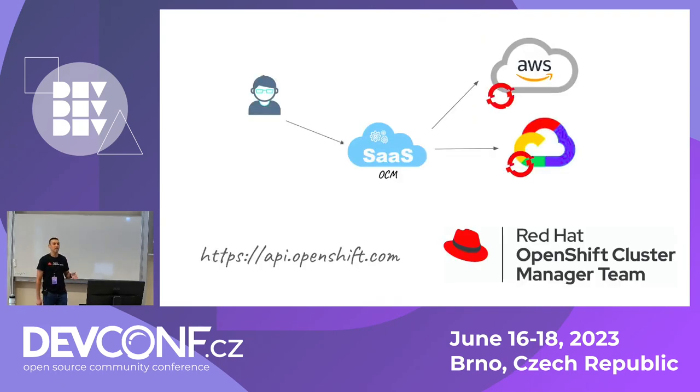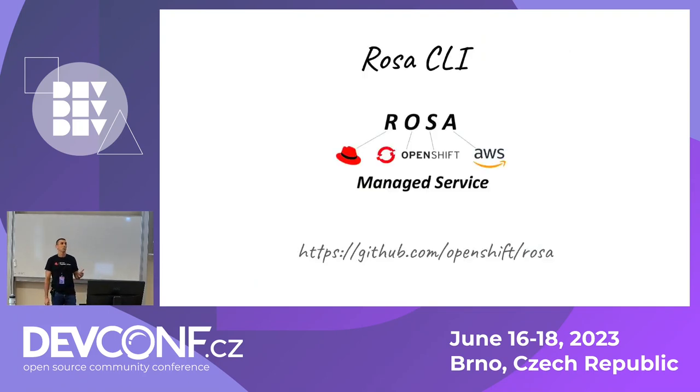So, I work in a team called OCM, that stands for OpenShift Cluster Manager. It's a service, and that service allows our customers to install OpenShift clusters on AWS or GCP. Apart from that service, we also have a CLI tool called ROSA, which stands for Red Hat OpenShift on AWS. It applies to a subset of the features that are supported by our service, which is very specific to AWS and users bringing their own cloud account.